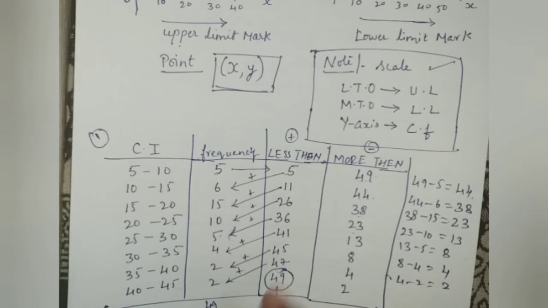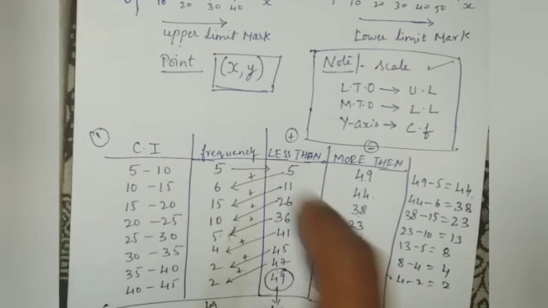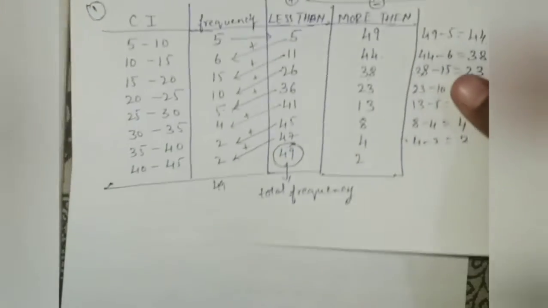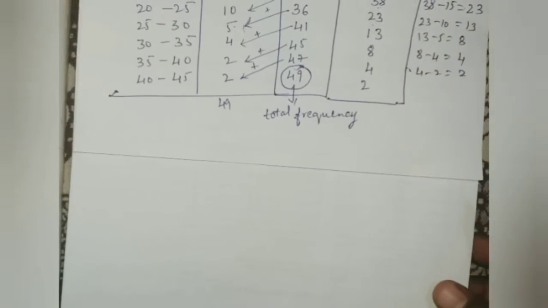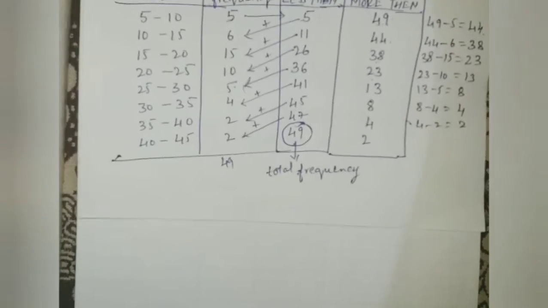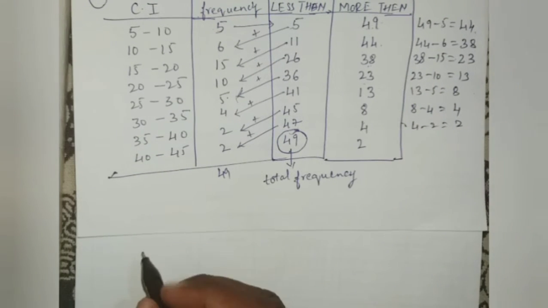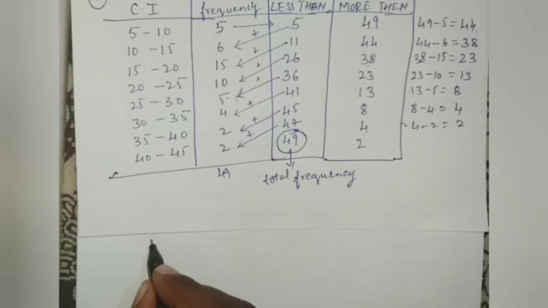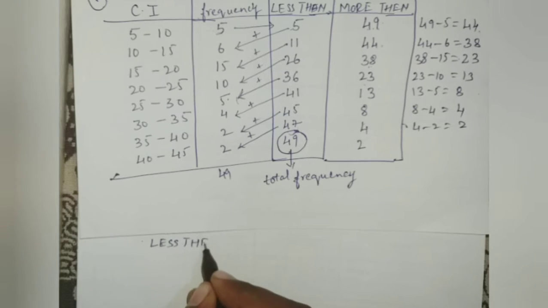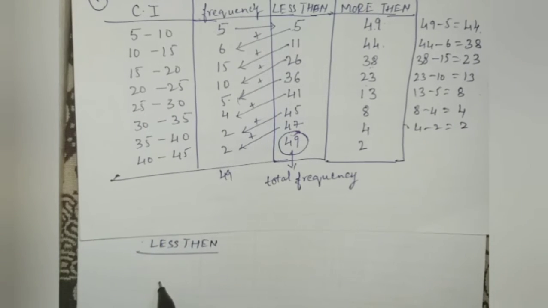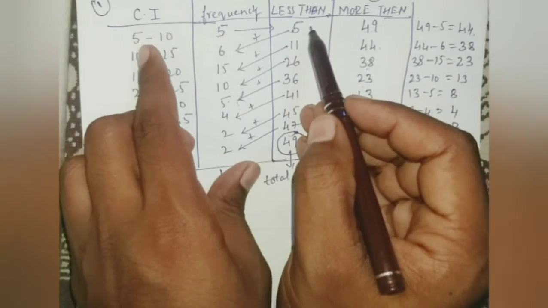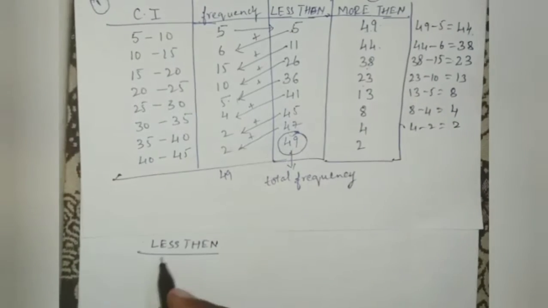Got it? So what are the points now? Can we write the points? So I'll go to the next page to write the points. I'll keep this here itself. Can you see? Yes. So I need to write the points. First I'll start by writing the less than points. So what is the first point I'll get for less than? For less than, we'll consider upper limits. So what is the first point?